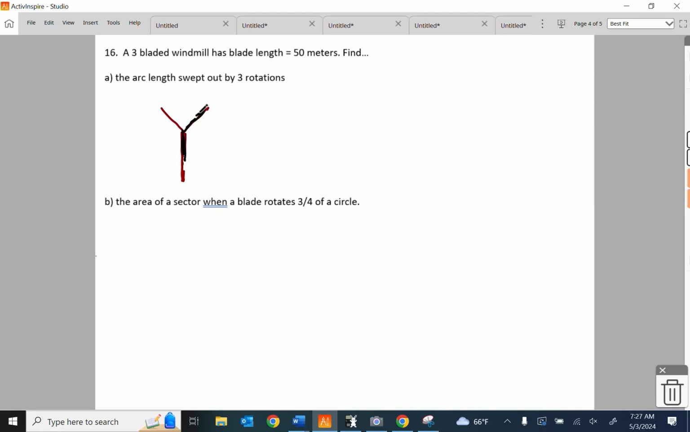The angle between each blade would have to be 120 degrees. Now notice I want arc length. Arc length is denoted by the letter S, and S is r theta. The deal is, though, that theta is a radian. That's the big disclaimer. So I take my 120-degree angle and I multiply it by pi over 180.